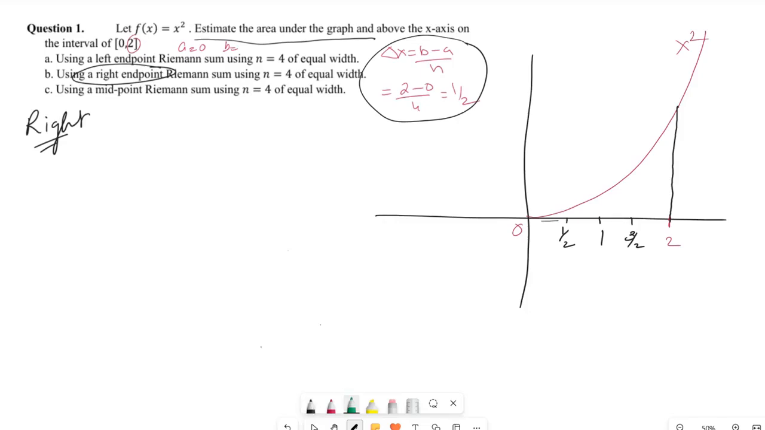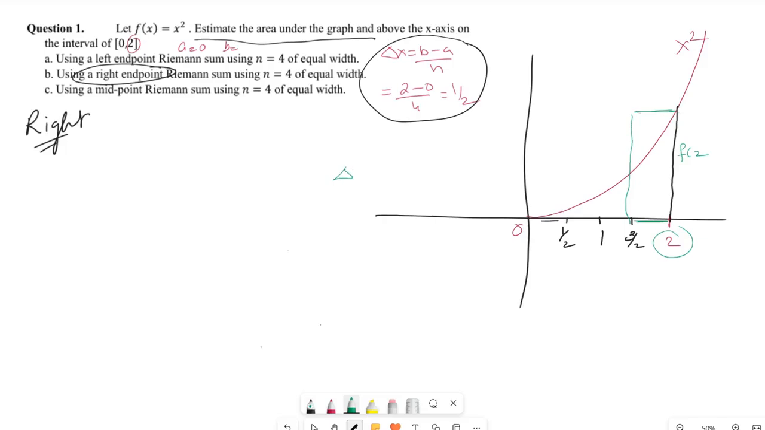But now we're going to start from the most right end point. The most right end point is 2. The function's value at 2 is this length. We're going to draw a rectangle at that length. So that is your first rectangle. Okay, width is the same. What is the area of this rectangle?